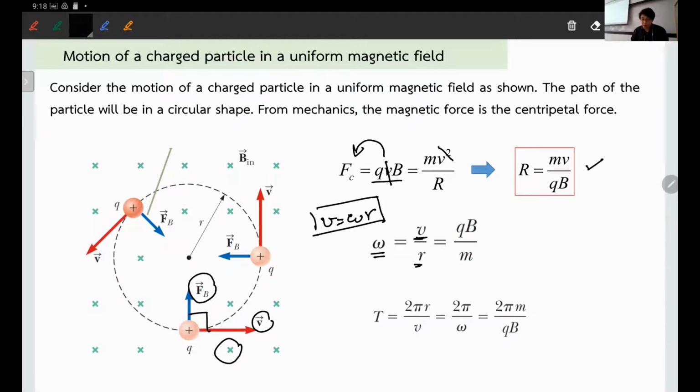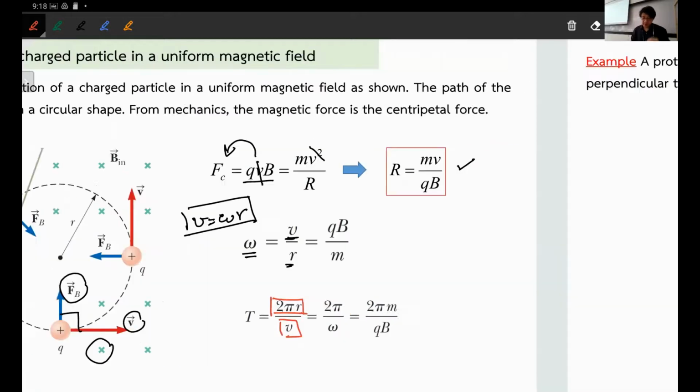Or if you want to find the period of the motion, you just take the circumference of the circle divided by the speed of that movement. You get how long it takes to complete one loop, one round. So once you know everything like this, you can calculate whatever you want from the circular motion that you have done before. For our final, I think it's somewhere around here. Very good.